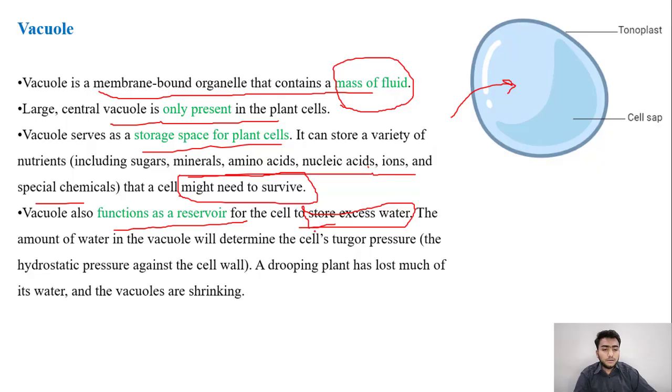I must have forgotten to highlight it in green. The amount of water in the vacuole will determine the cell's turgor pressure. This we will see in osmosis as well. It is the hydrostatic pressure that a cell pushes against its cell wall from inside. A drooping plant has lost most of its water and the vacuoles are shrinking. So we will see plasmolysis.